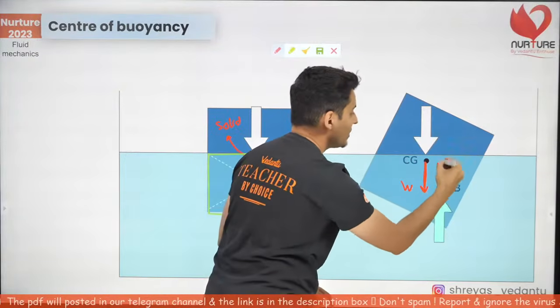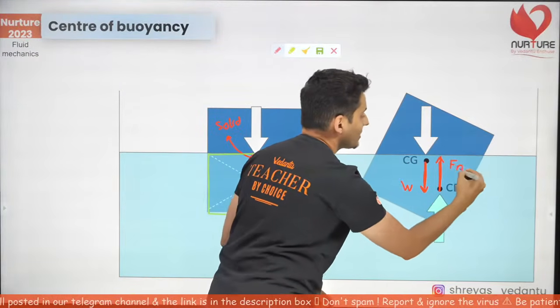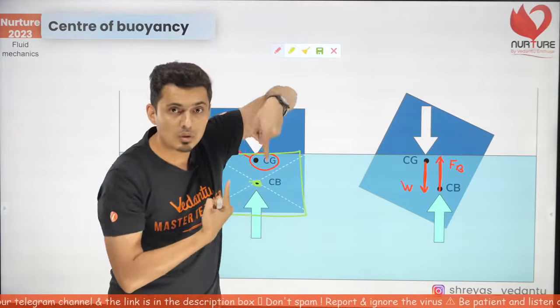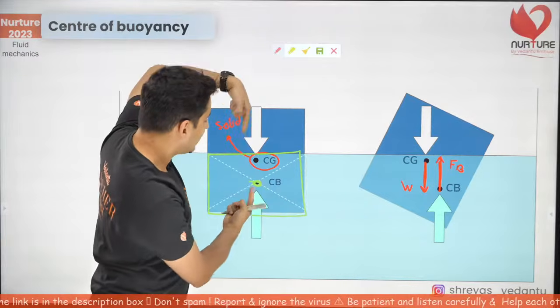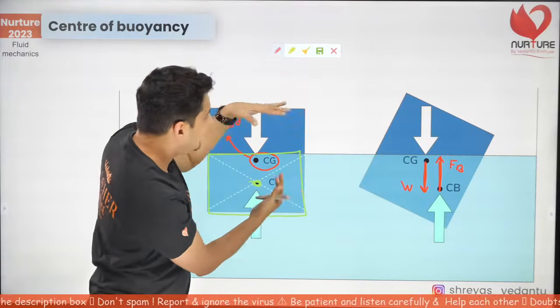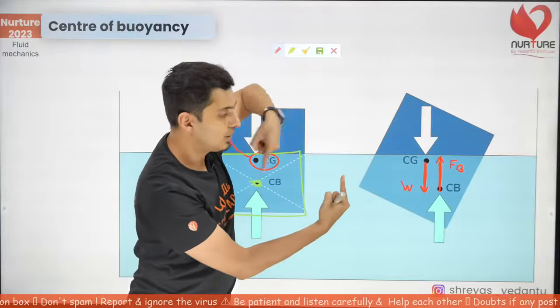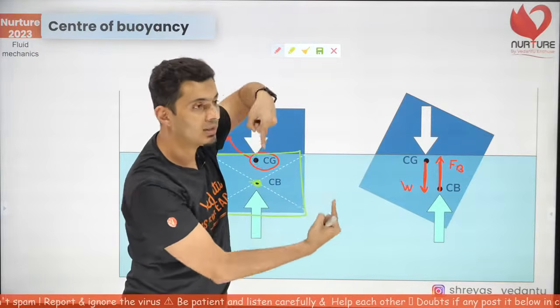From the center of buoyancy, you get the buoyant force. Do you see these two forces are not in the same straight line? Do you see both these forces? Earlier they were in the same straight line, but the moment you tilt it, one of the forces went there, one of the forces came here. Do you see they are not along the same line?